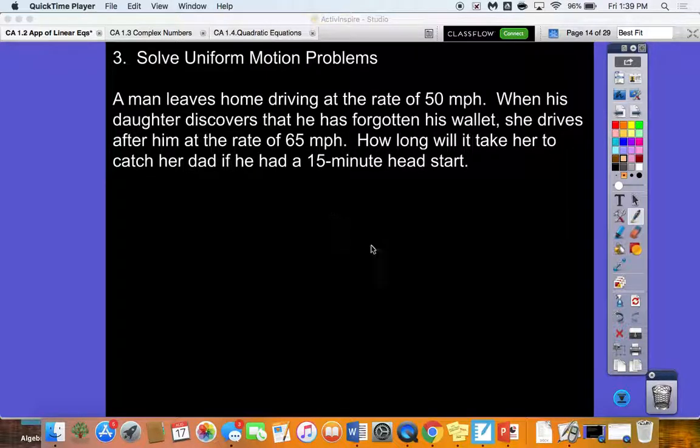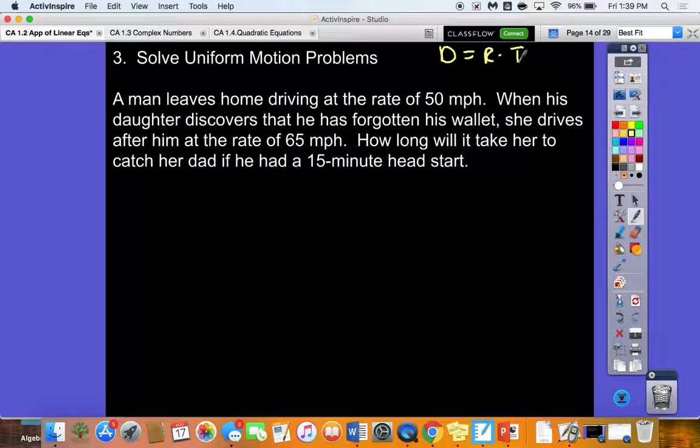Look at doing the uniform motion problems. These are the ones that it's a lot easier if you use a chart. If you can do it without one, that's fine, but I think the chart's preferable. It is based on the formula distance equals rate times time.